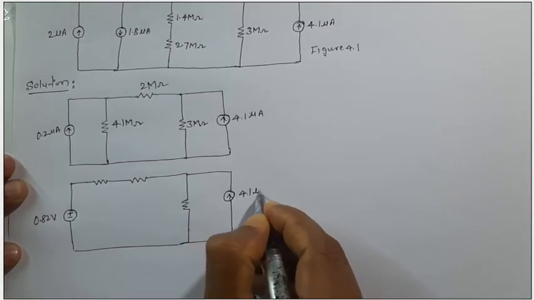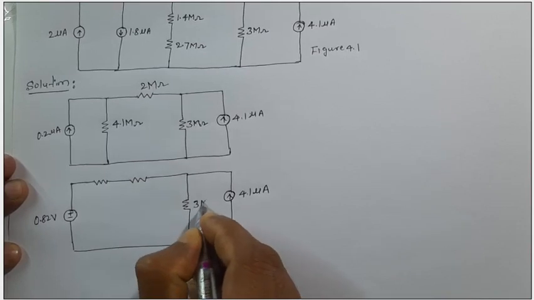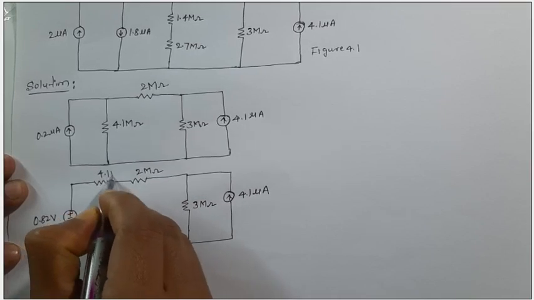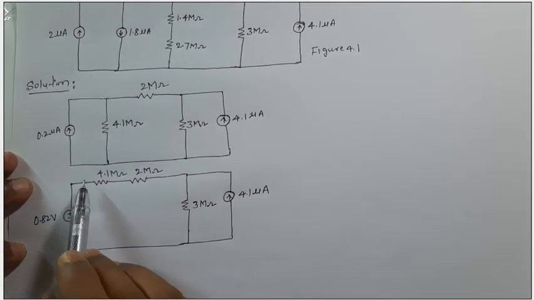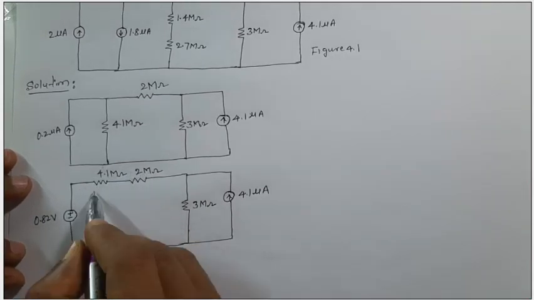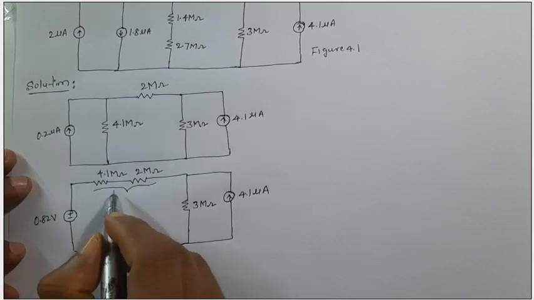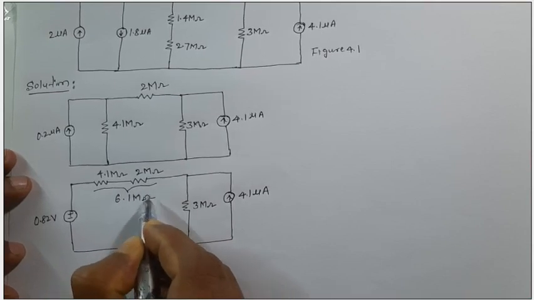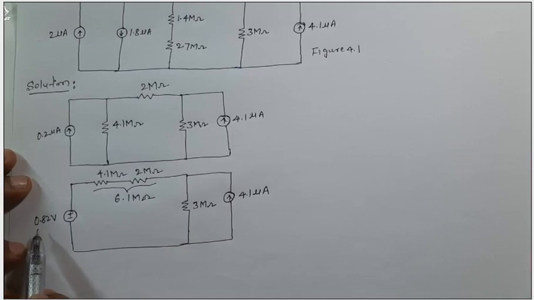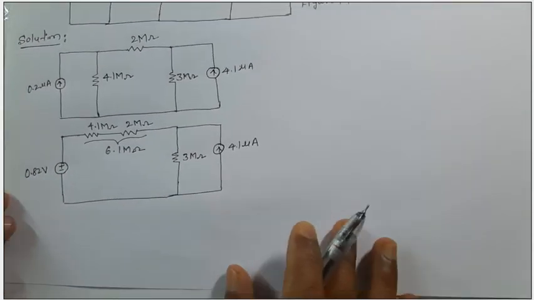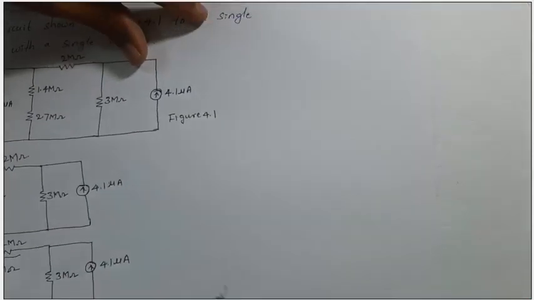This is 4.1 microampere, dear students. This is 3 mega ohm as it is. Now this is 2 mega ohm and this one is 4.1 mega ohm. Now 4.1 mega ohm and 2 mega ohm are both in series, which form only one resistor of value 6.1 mega ohm, and this 6.1 mega ohm is in series with 0.82 volts, which we can convert to an equivalent current source.